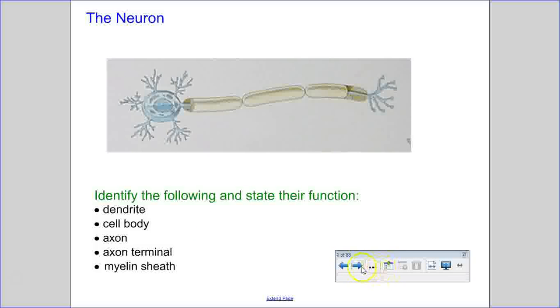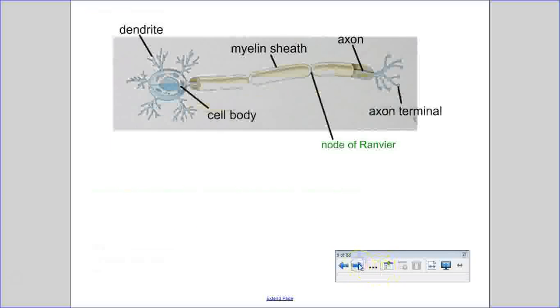Okay, so if we were to look at the neuron, these tree-like parts are called dendrites. They receive the message. They receive input or signal from other neurons. So they receive a stimulus, and the message will start traveling along them towards the cell body. This is the cell body here.